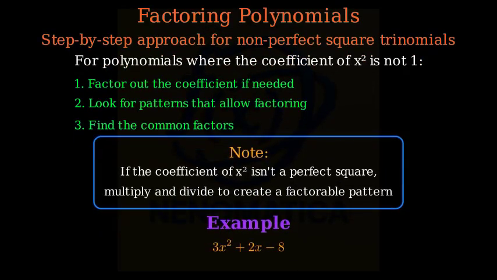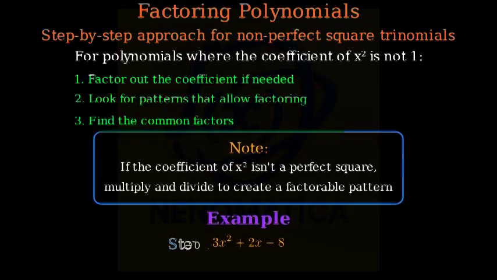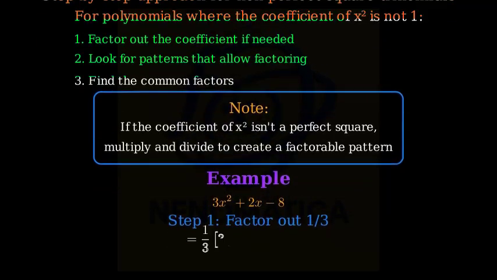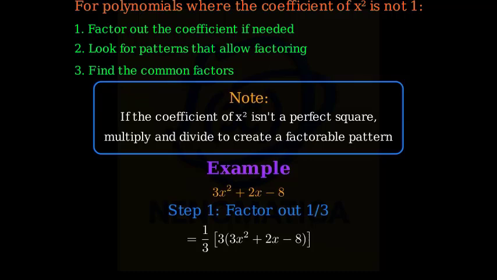We need to factor the expression 3x squared plus 2x minus 8. Step 1. We'll start by rewriting the expression with a factor of 1/3 pulled out from the entire expression. This gives us 1/3 times the quantity 3 times 3x squared plus 2x minus 8.